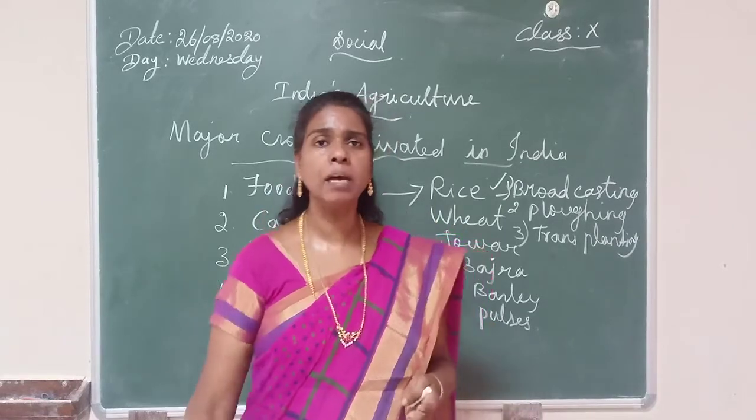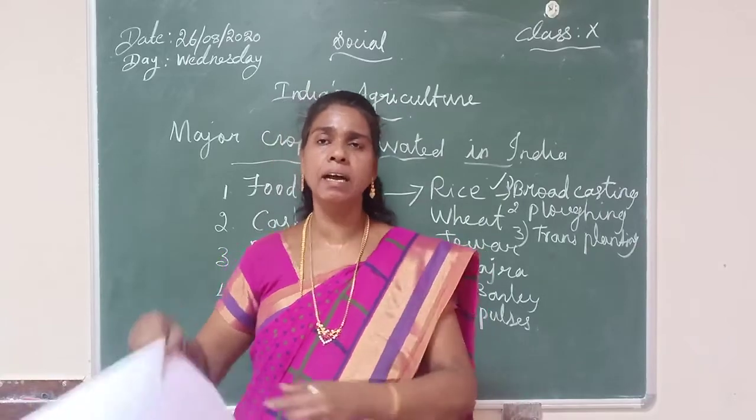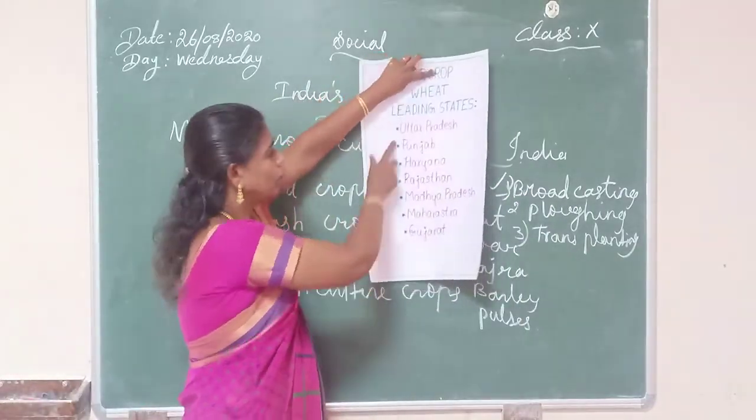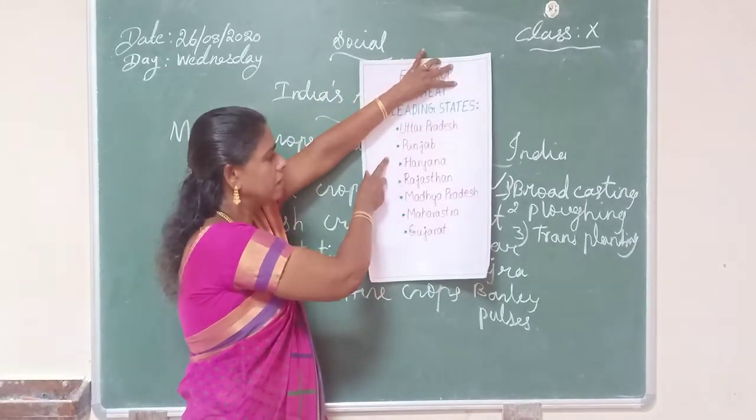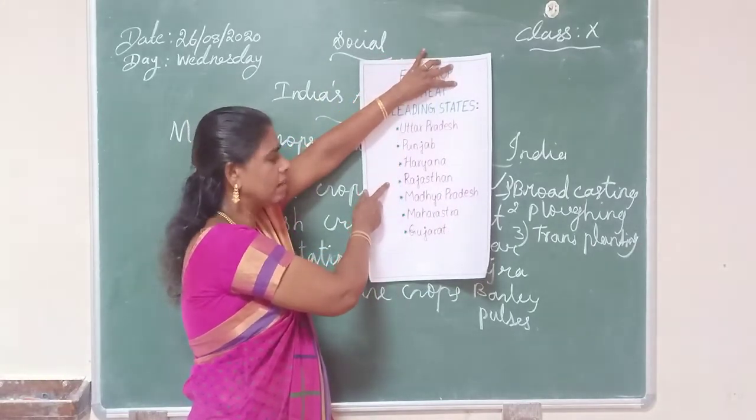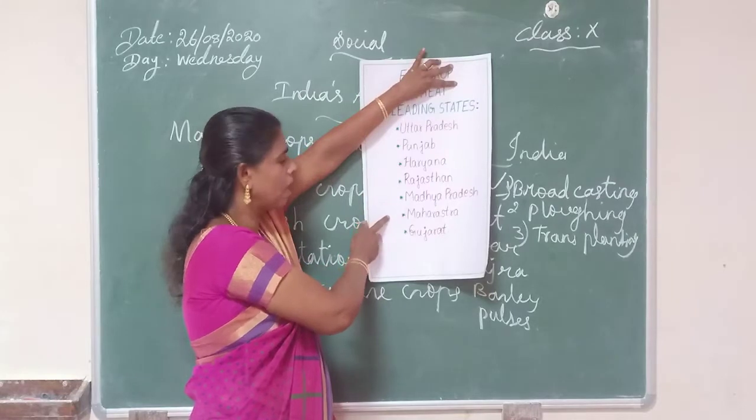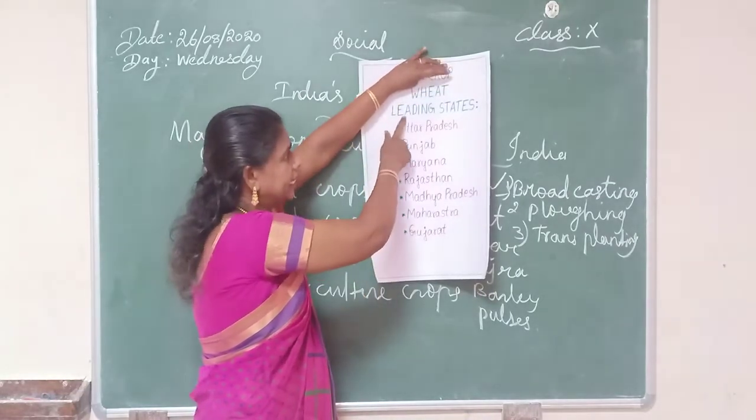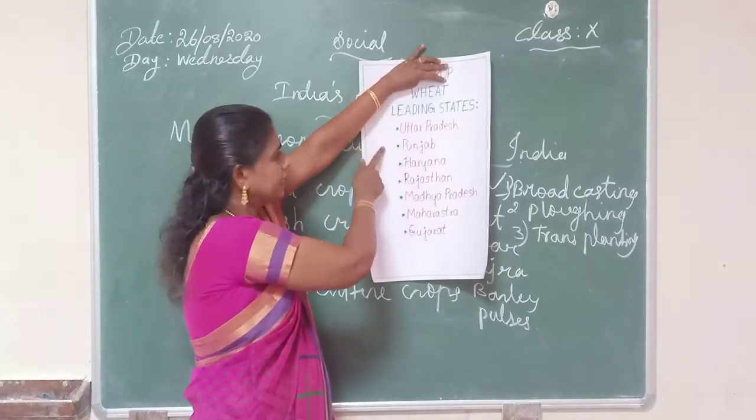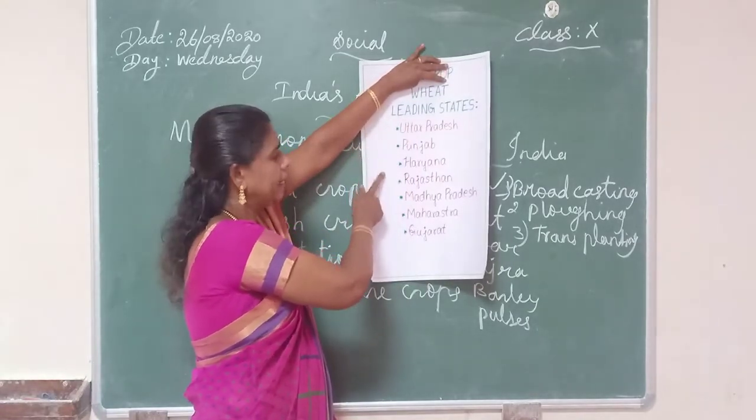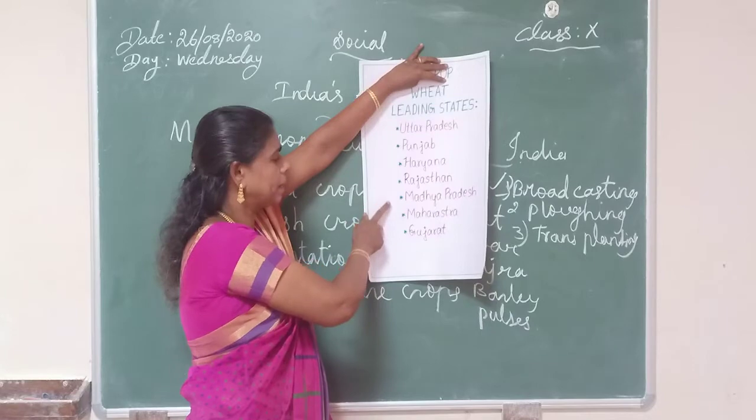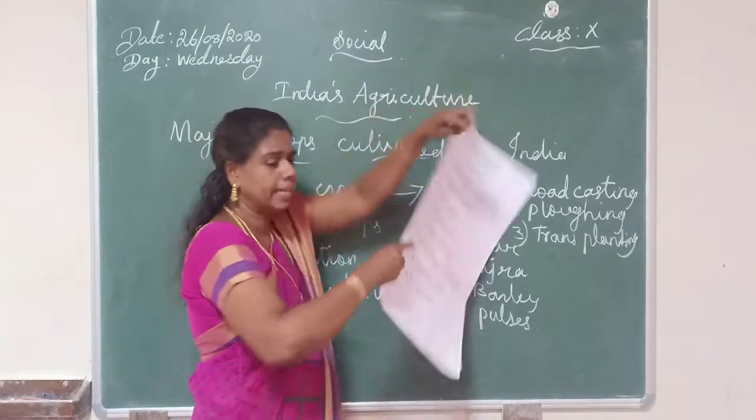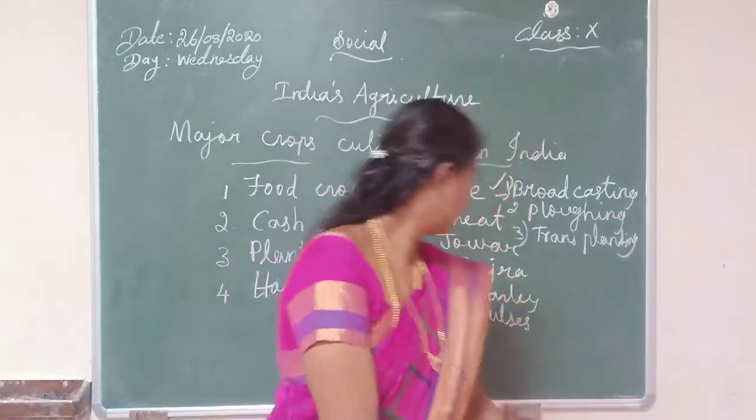In India, some of the states cultivate wheat. The main states are, listen here, Uttar Pradesh, Punjab, Haryana, Rajasthan, Madhya Pradesh, Maharashtra and Gujarat. Once again I will repeat. The leading states are Uttar Pradesh, Punjab, Haryana, Rajasthan, Madhya Pradesh, Maharashtra and Gujarat. Okay. Then the next one is jowar.